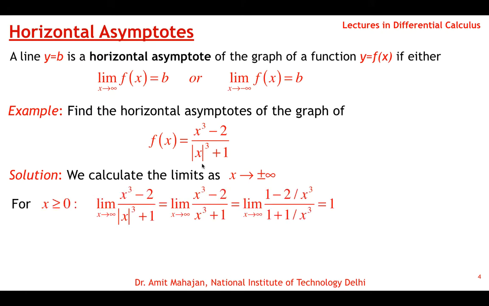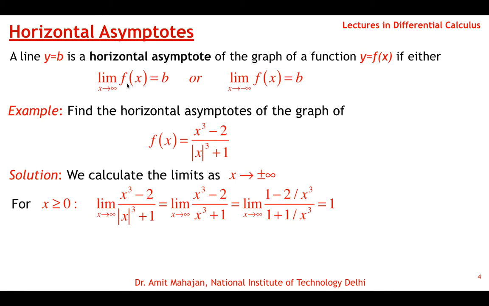Let us see, for example, if I choose x to be positive, that means I'm trying to take the limit as x tends to plus infinity on this function. When x is positive then this modulus of x cube will be simply x cube, and because the highest power in the denominator is x cube, first you divide the numerator and denominator by x cube to write it as 1 minus 2 by x cube over 1 plus 1 by x cube. Then when x grows large, these two terms become 0, and so the limit value is 1. Okay, so the limit as x tends to infinity on the function is 1.